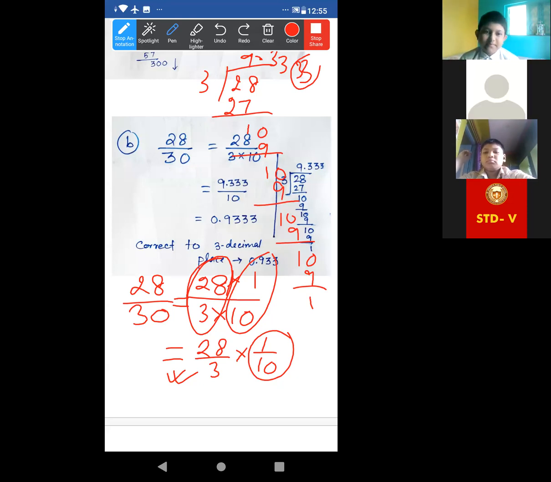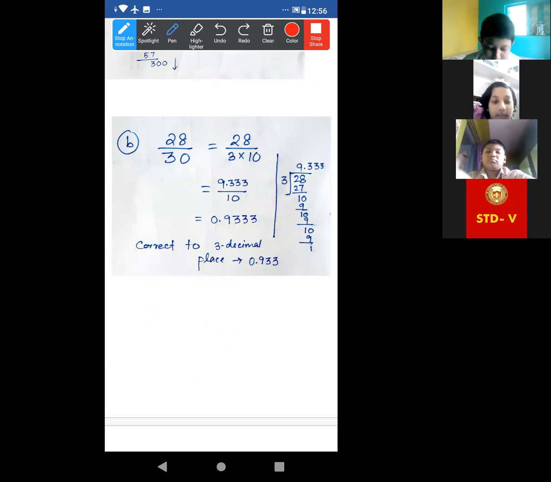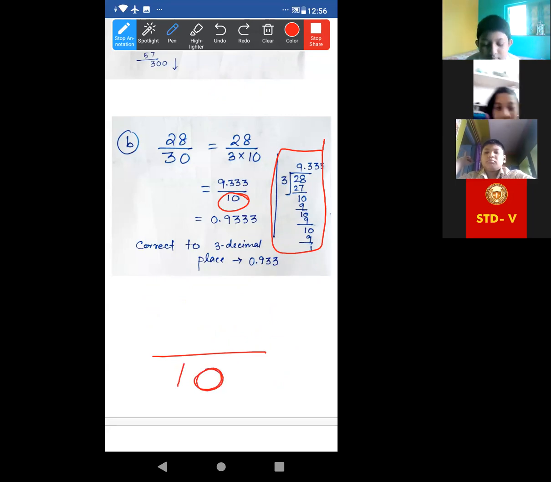Okay. Now just look at this. This division, just do it. It is done over there. Now by 10 it is already over there. So by 10, if in the denominator there is 10, the point will move one place before. You know this concept.